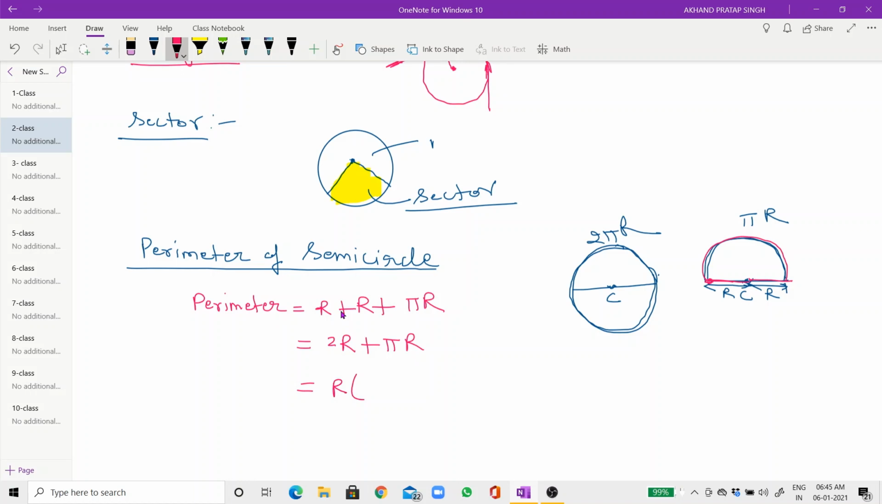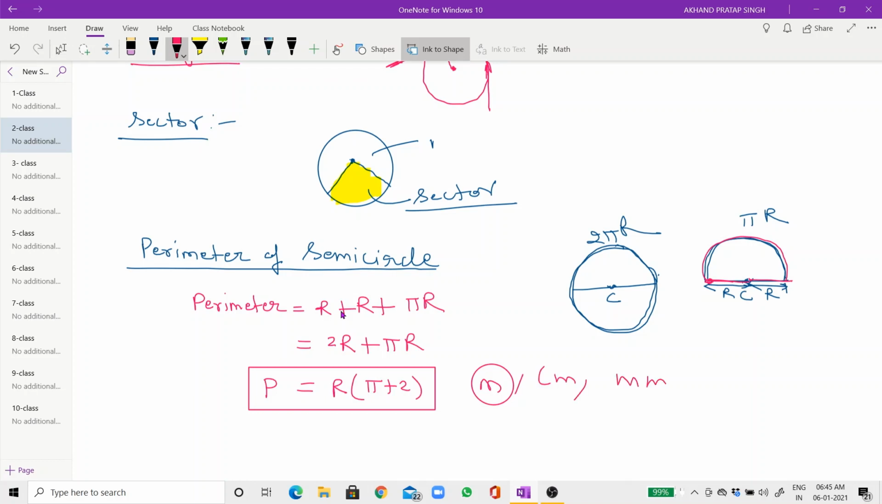So this is the perimeter of a semicircle. What is the unit? In meter. Perimeter units are meter, centimeter, millimeter. These are all the units.